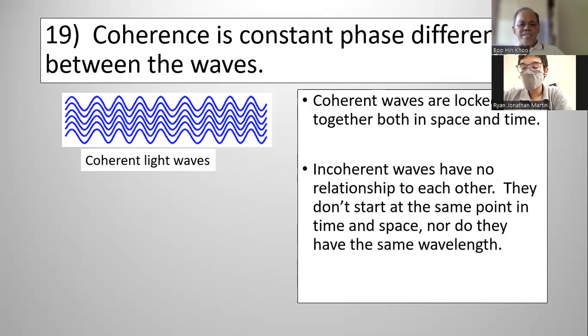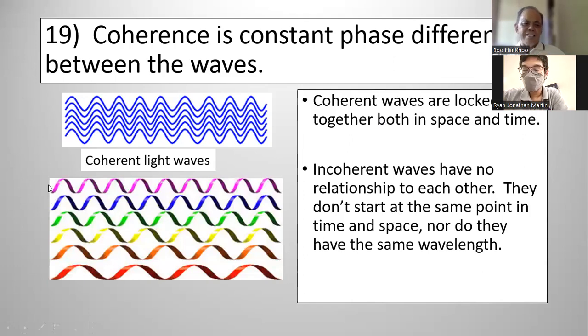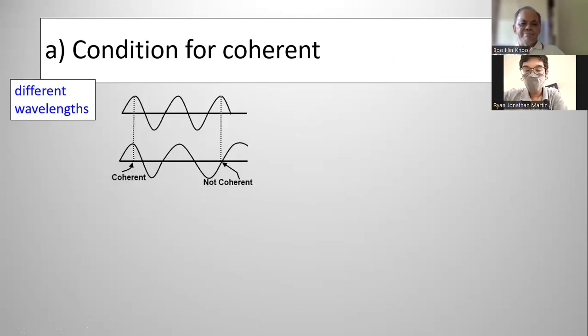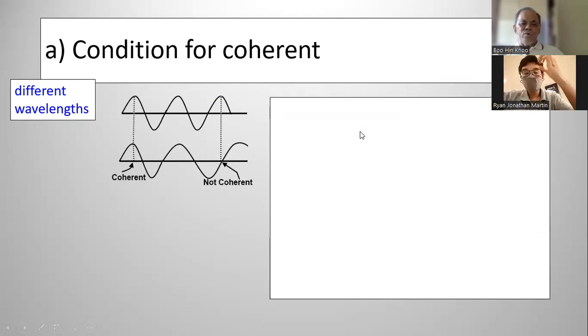Incoherent waves have no relationship to each other. It can be maximum and maximum, or minimum and maximum with some other parts. They don't start at the same point in time and space, nor do they have the same wavelength. Right? They don't have to start at the same point. Like this one, this one starts at the same point, but the maximum is at a different time, different color, so they are incoherent. This one is a different wavelength. Remember, they are going to be on top of each other if they are going to interfere. They may be coherent here, but after some distance they will be different already. They cross and cross, don't meet anymore, so it's incoherent.